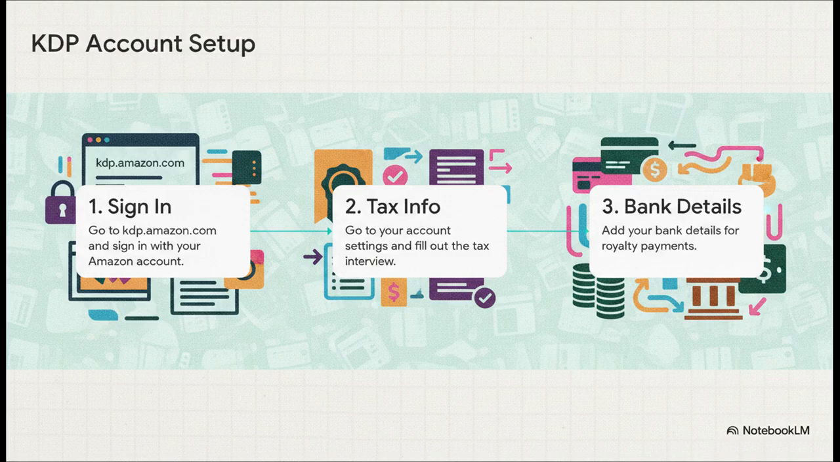First, you'll head over to kdp.amazon.com and sign in. Then you'll have to do a little tax interview. Don't worry, it's required for everyone and it's all guided. And finally, you'll add your bank details so Amazon knows where to send all that royalty money. Once that's done, the real fun can begin.